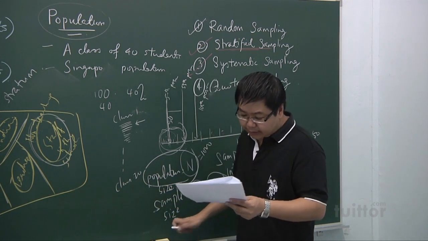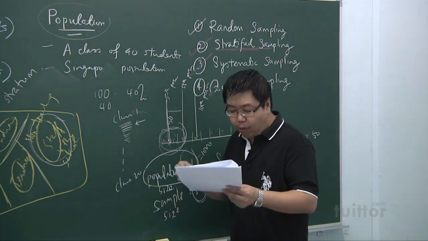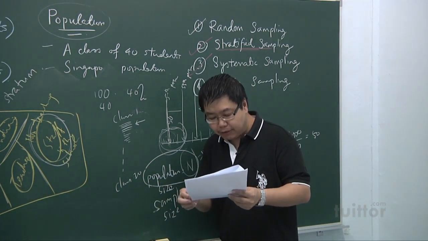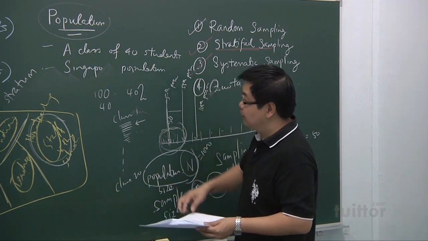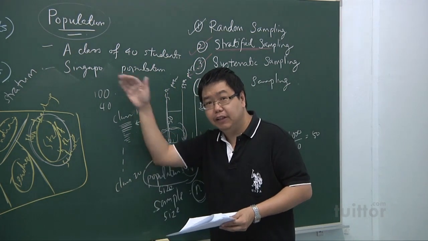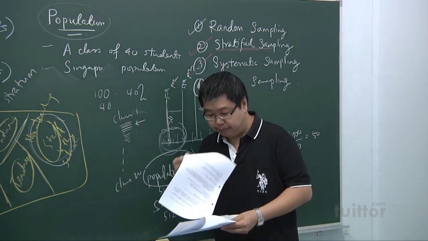And the other disadvantage is that it's not always possible to arrange the members of the population if the sample size is large. Imagine if the entire sample size is large, it's very difficult to list them down in this manner.